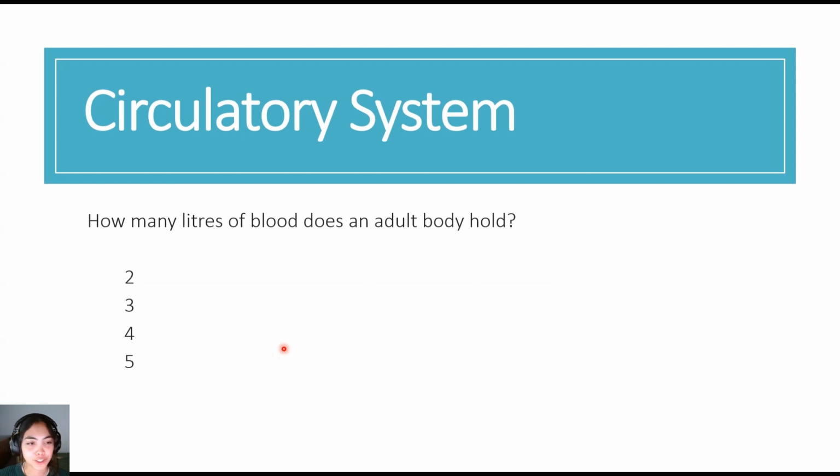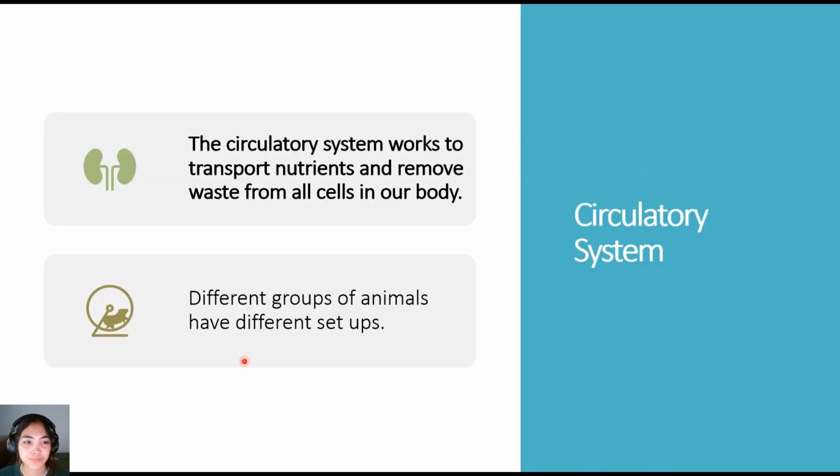And final question, how many liters of blood does an adult body hold? Your answer should be 5. So 5 liters of blood that an adult body can hold. So the circulatory system works to transport nutrients and remove waste from all the cells in our body. Very, very important task that it has.